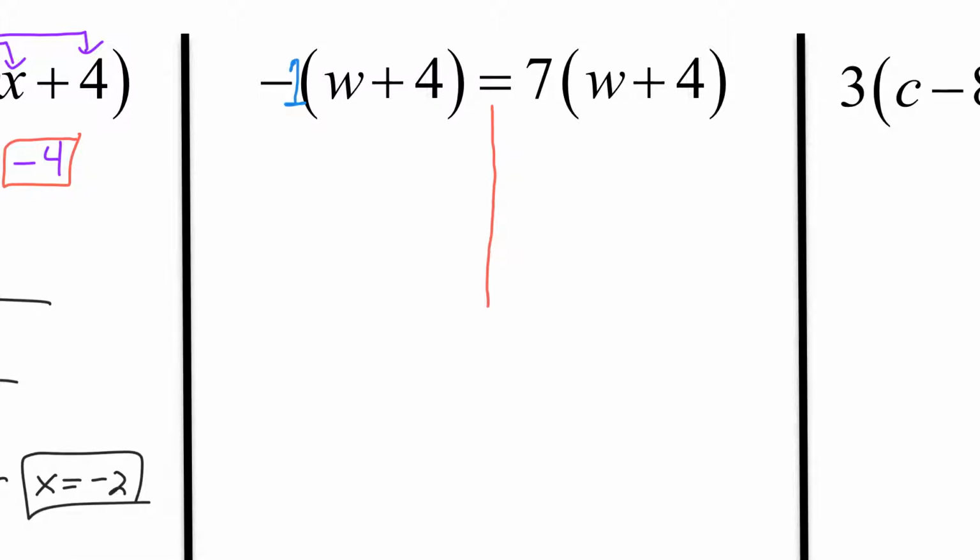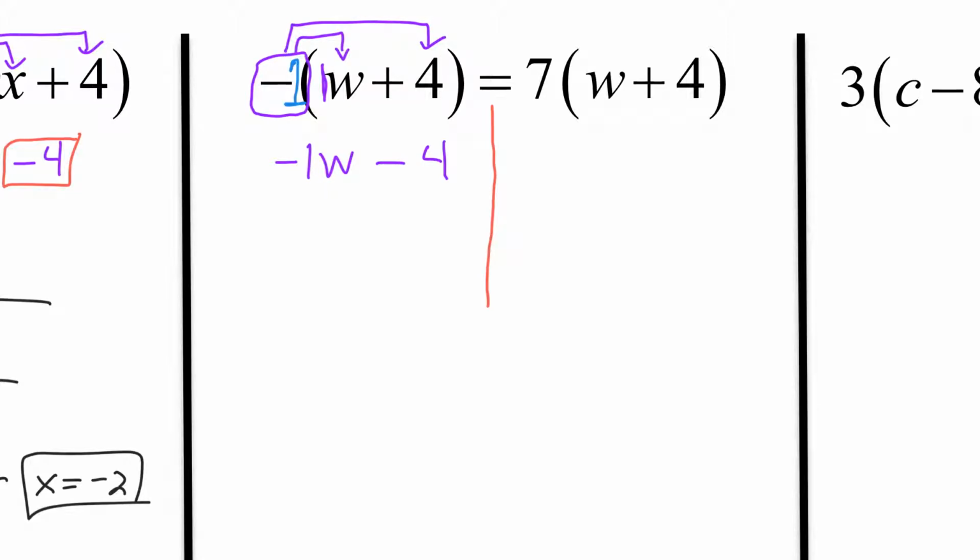So let's do the negative 1 first. So I will multiply the negative 1 here times the positive w, which is a positive 1 in front of the w. So that's going to be a negative 1w. We don't need that 1, but I just put it so you guys know it is a negative 1. And I multiply the next one, negative 1 times positive 4, that's negative 4. Now that's on the left side of the equal sign.